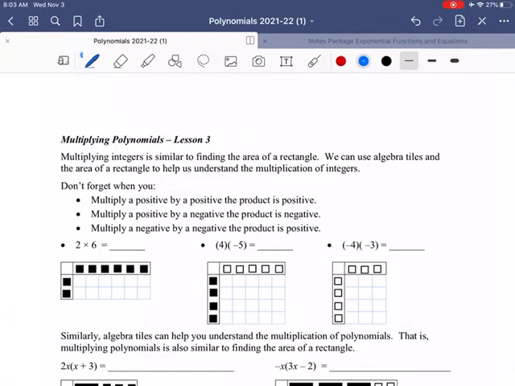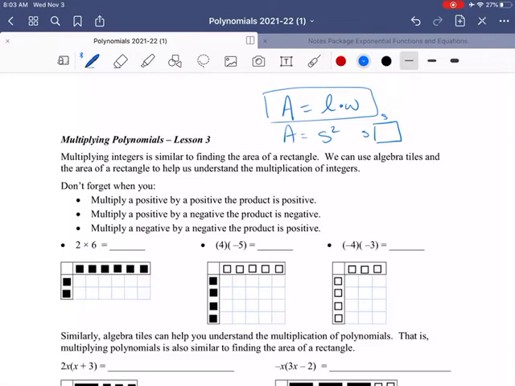All right, multiplying polynomials, lesson 3. Multiplying integers is similar to finding the area of a rectangle. In the past units, we've done area is equal to length times the width. We've also done area is equal to the side squared if we're doing a square. For any rectangle, the area is length times width.